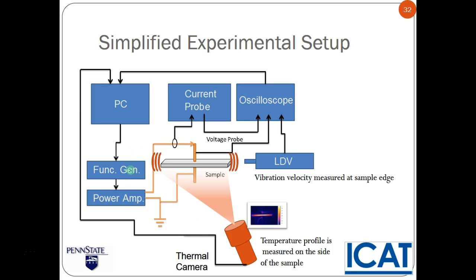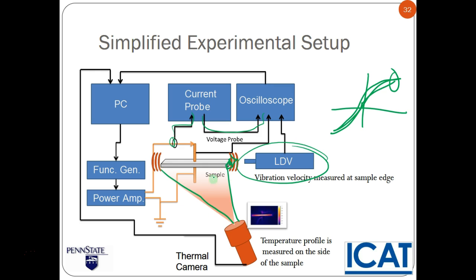So here's an experimental setup. We're driving the ceramic using a function generator and power amplifier, controlled by PC. The measurements are taken from a current probe, oscilloscope, voltage probe, and the vibration is measured by a laser Doppler vibrometer aimed at the edge. Although we're only measuring the vibration at one point, we can calculate the rest of the vibration, because we know it occurs in a sinusoidal fashion. And the edge vibration tells us the magnitude. Okay, so we get the temperature from the temperature signal, which I'll be explaining soon, how to measure temperature on a ceramic, from a thermal camera.